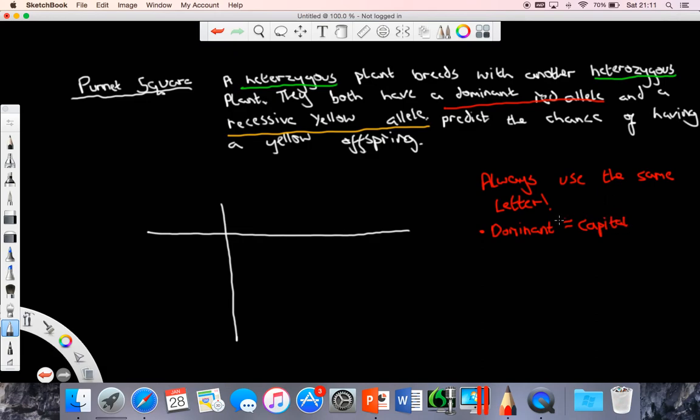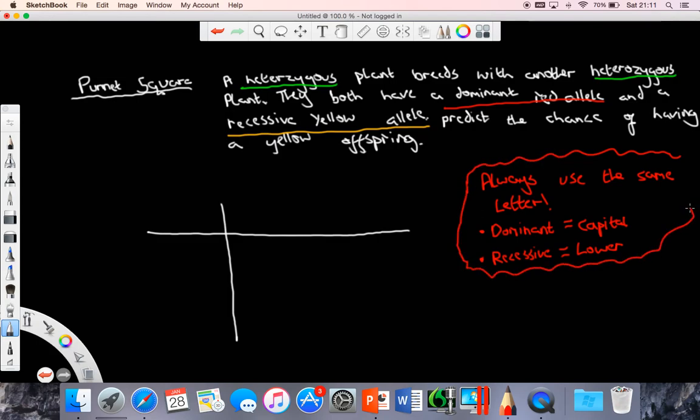whereas the recessive is shown with a lower case. Okay? It doesn't matter what letter you use, so long as you follow this rule. The reason I say this is because it is a silly mark to lose. Okay? It's crazy the amount of people, even at A level, that do this.